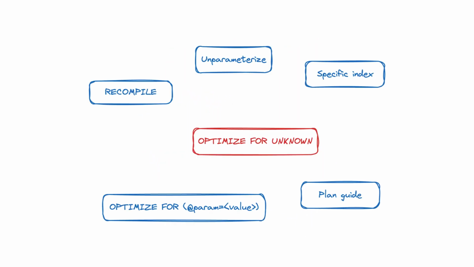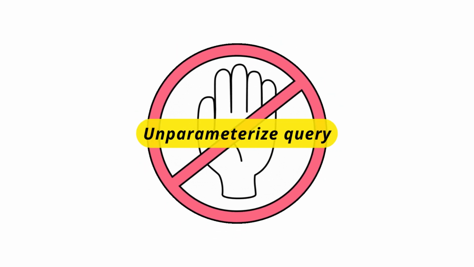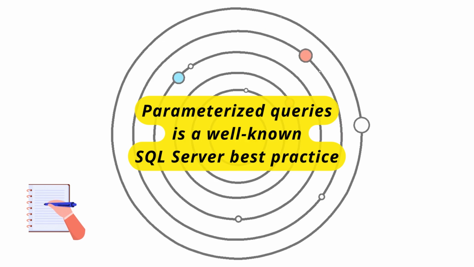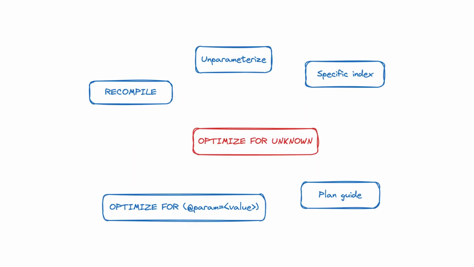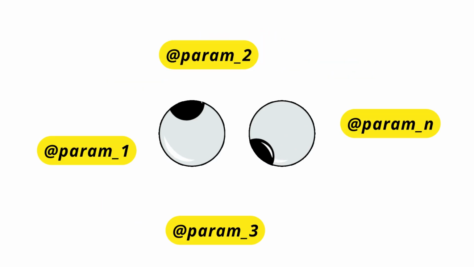Second, unparameterize the query. This is not a good option in most cases due to the risk of SQL injection. Using parameterized queries is a well-known SQL Server best practice. Third, use the optimize for hint with specific parameters. However, what values should we use? And what happens if the number of parameters is not static?